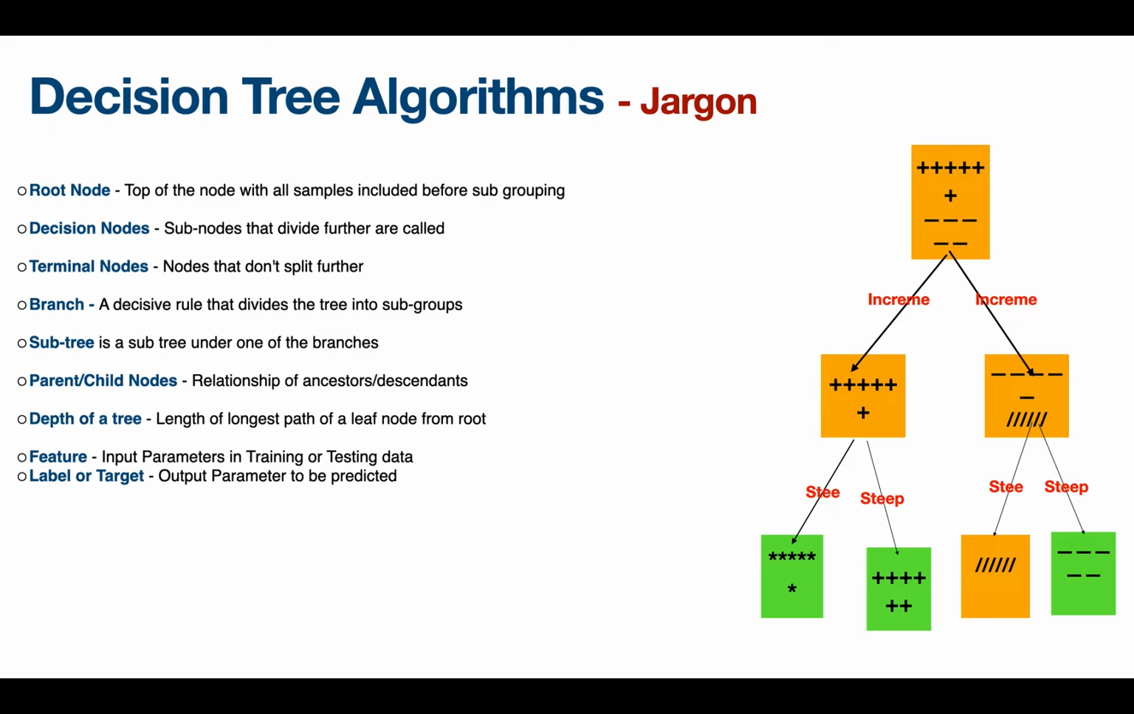Then label or target. So this is basically the output parameter to be predicted. So in our case, it is the output, let us say operation. If the field name is operation, that's the label, that's the target that we're trying to predict, right? And class really refers to the different categories within that label, right, within the output feature.